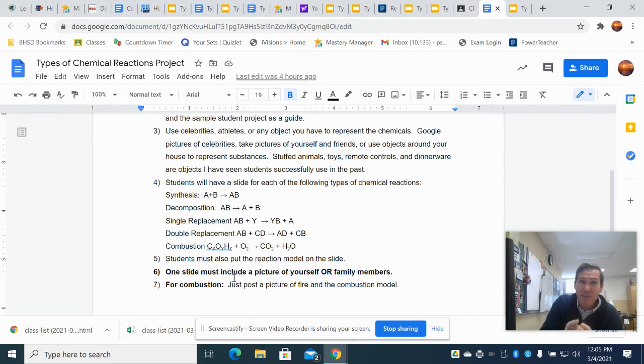Or if you want to have family members, I've seen people do mom and dad separate and then them together for synthesis. That was nice. Grandma and grandpa separate and then them together for synthesis. You can do that. Actually, that's a pretty good recommendation because they like doing those kind of things. Or like I said, if you want to be in there with your friends or something like that. If you want all the slides to be like that, that's fine. I'm just saying minimum one slide has to be either you or family members.